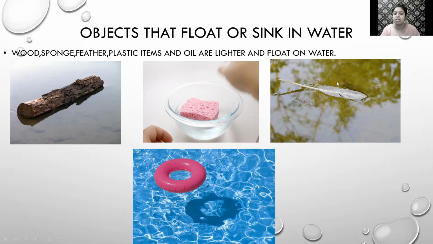Moving on to objects that float in water, that is wood, sponge, feather, or even the thing that you use in your swimming pool, that round bloated thing that is also made of plastic. What happens? It also floats in water. It helps you stay on water and does not allow you to drown. Okay, so these are a few things that float in water.